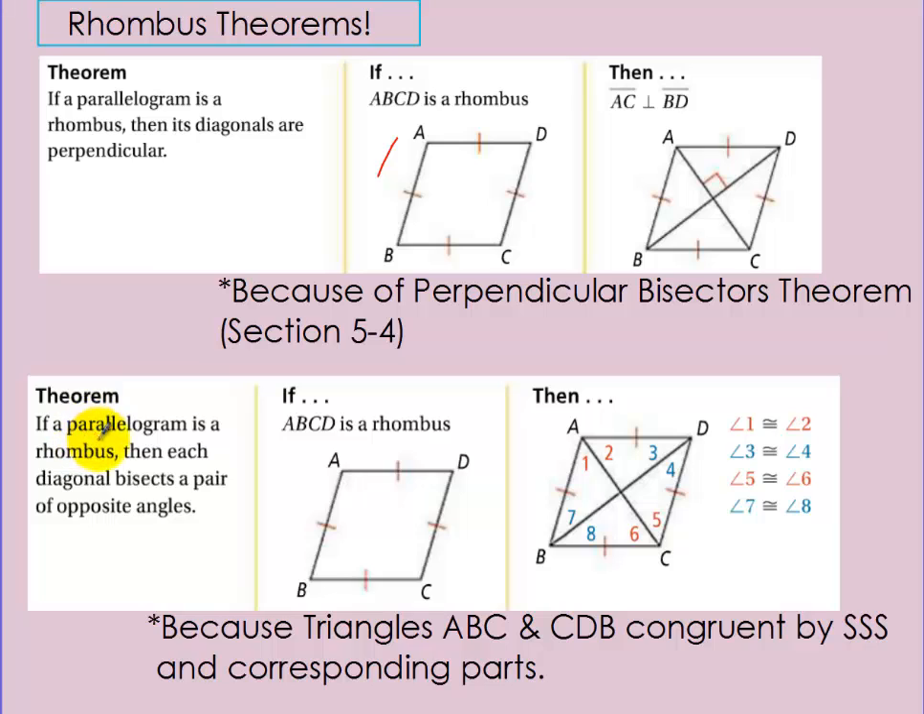Another theorem: if a parallelogram is a rhombus, then each diagonal bisects a pair of opposite angles. So you have opposite angles right here, and the diagonal bisects these same pairs of opposite angles. A and C are opposite, and those are both being bisected. For the proof, you have two triangles, ABC and CDB, which would be congruent by side-side-side, and then you could look at corresponding parts.